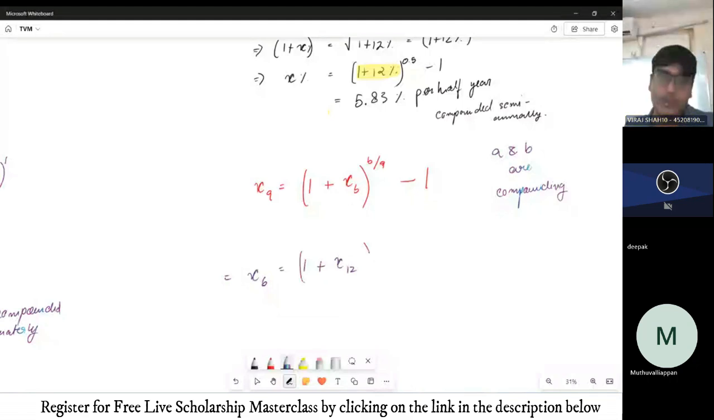Into A by B. This will give you X6% is equal to 1 plus X12, this to the power 0.5, minus 1. This was the latest question that we did. Now applying the same formula to the previous questions.